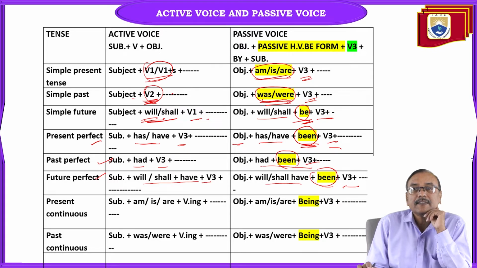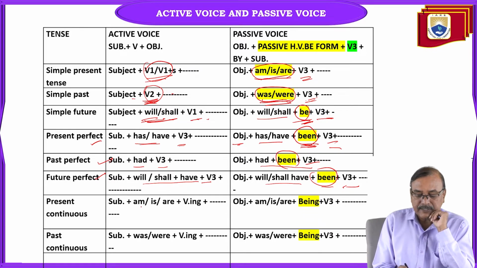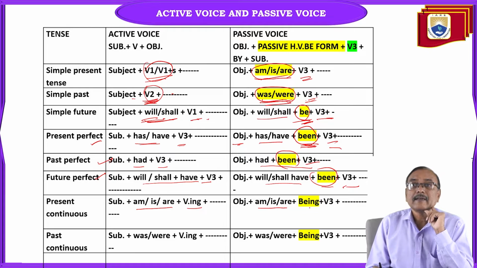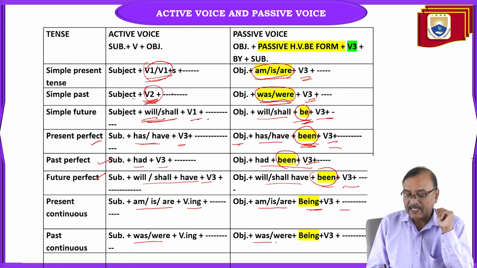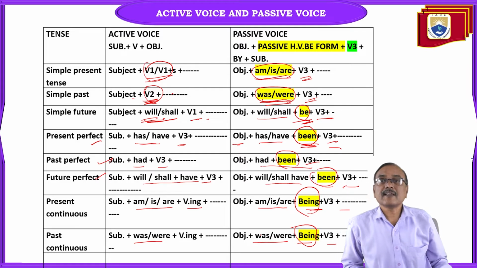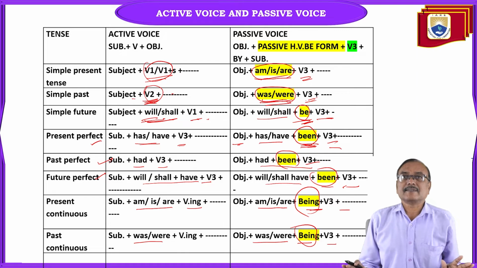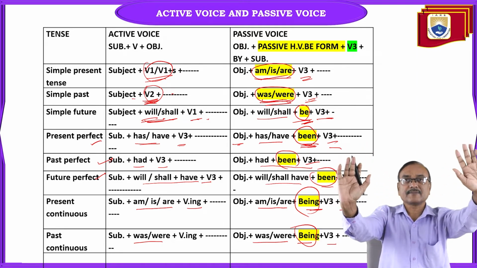If it is continuous tense, present continuous, in active voice, am, is, are plus being form. In passive voice, am, is, are plus being plus V3. In past continuous, was, were, being form. In passive voice, was, were plus being plus V3. If it is continuous tense, we have to use being. Clear now? So it's very easy. Just remember the structure.